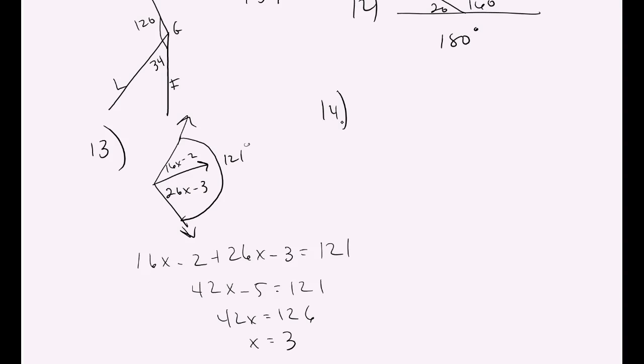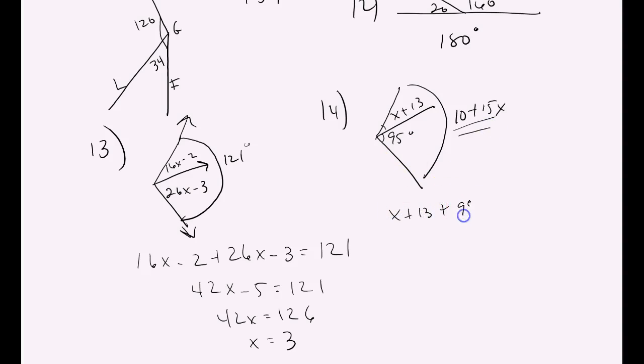The only thing that's weird on this is it's labeled a little bit different. Okay, so GHV, that one is x plus 13. And then VHI is 95, and then the whole angle all the way around is 10 plus 15x. So even though it's all weird with numbers and stuff, it's still the same idea. This little piece plus this little piece has to equal the total. So this little piece plus the 95 has to equal the total of 10 plus 15x.